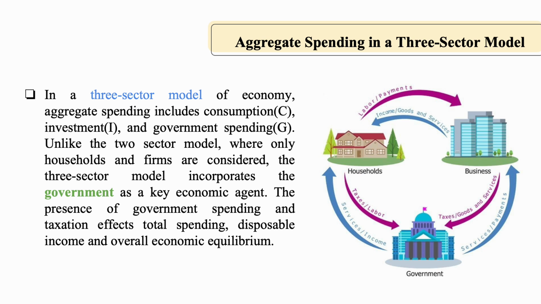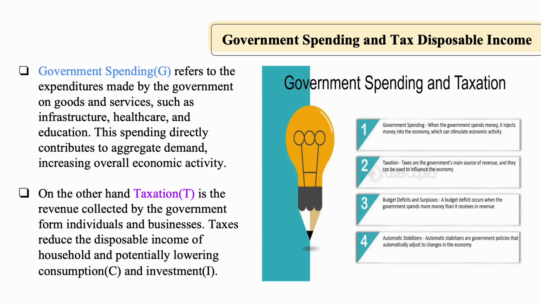In a three-sector model of economy, aggregate spending includes consumption, investment, and government spending. Unlike the two-sector model where only households and firms are considered, the three-sector model incorporates the government as a key economic agent. The presence of government spending and taxation affects total spending, disposable income, and overall economic equilibrium.